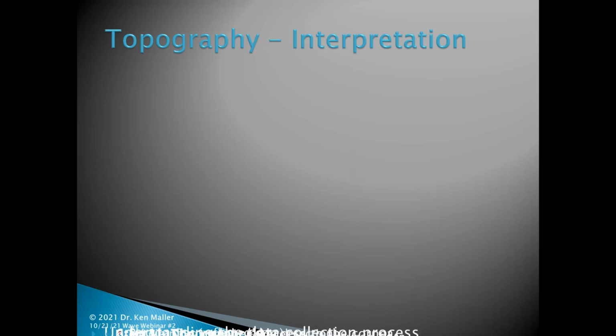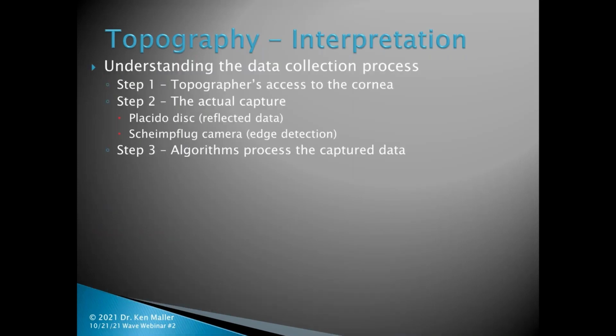So let's talk a little bit about the interpretation of topography before we start designing up a Wave lens. Understanding this data collection process is very, very important to really understanding if you can really utilize this data, and if you can utilize it, what caveats may come along with that. So there's basically 3 steps to this particular process. The first one, step 1, is the topographer's access to the cornea. And most of that I did cover in webinar 1, and I'm going to just briefly review that tonight.